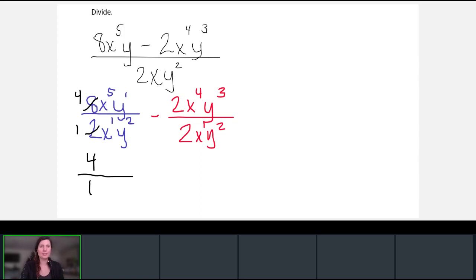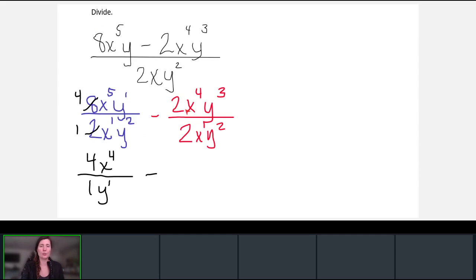Next, let's look at our x's. Our larger exponent is in the numerator, so we'll start there and do 5 minus 1. So we will end up with x to the 5 minus 1, or x to the 4th, in the numerator. Lastly, our y's, the 2 is the larger exponent, so we'll start there and do our subtraction. 2 minus 1 is 1. We started in the denominator, so we'll end up there, y to the 2 minus 1, or y to the 1st there. So we have our first fraction done.